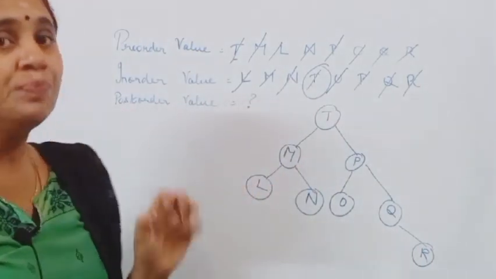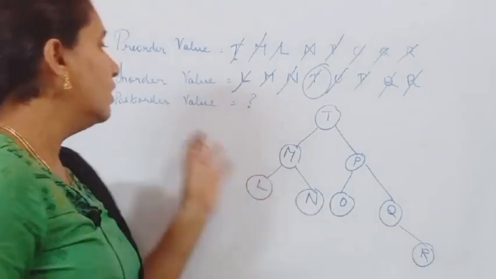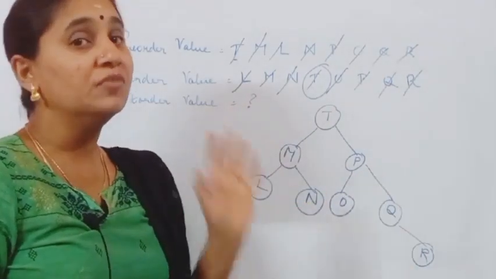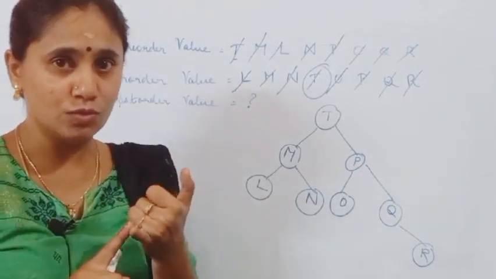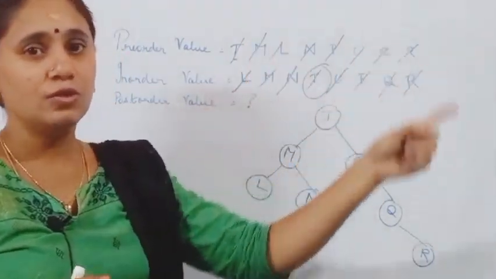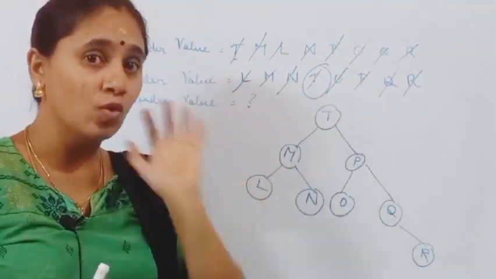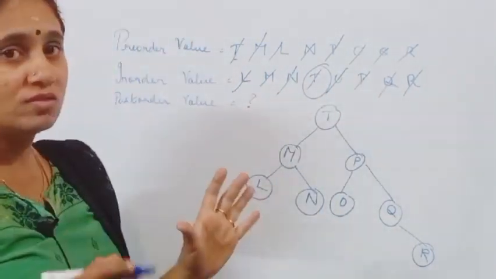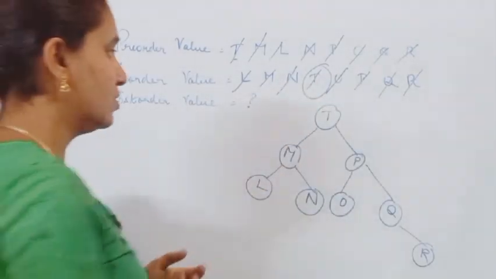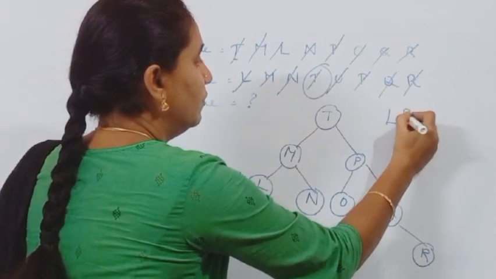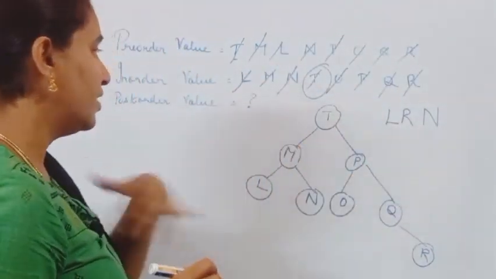So for this one, I should find the post-order value. If I find it, I will be able to tell what is the post-order value for the given tree structure. Friends, are you all clear? First start with the root node and take the successive values and put them in the respective places based on the in-order value. Okay friends, so now we will see what is the post-order value for the given tree structure, that is the found tree structure. So the post-order value will be left, right and then the root node. Okay, so now I am going to write.